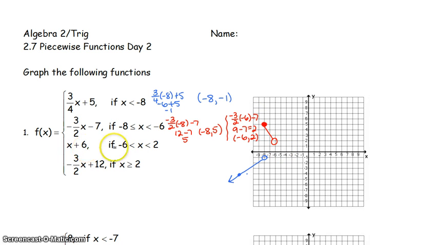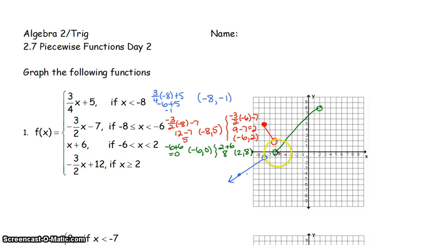Our next line is x plus 6 between a negative 6 and a positive 2. So we plug in our negative 6. We've got x plus 6, so negative 6 plus 6. That's going to leave us with 0. So that point is going to be at negative 6, 0. Your second point is at 2. 2 plus 6 is 8. So your point there is going to be at 2, 8. We see that both of them are less than signs, so both are going to be open circles. So negative 6, 0, open circle. 2, 8, open circle. And it's going to be everything in between there.